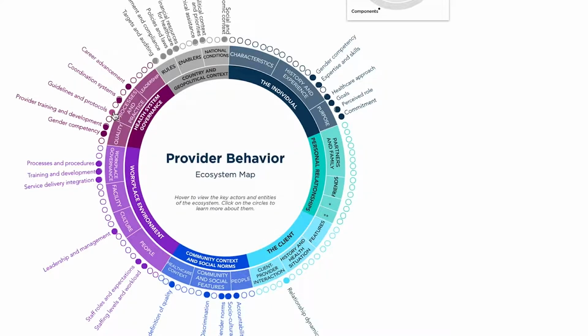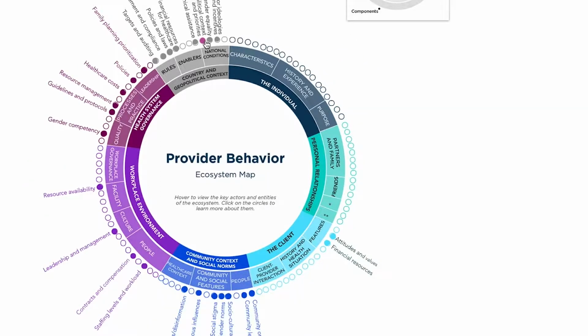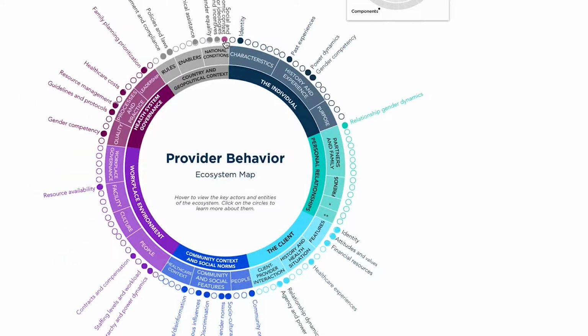For example, guidelines and protocols established at the health system level influence the processes and procedures at individual facilities. They can also influence a provider's perceived role and their approach to healthcare. Guidelines and protocols are influenced by the political context and priorities, established national targets, as well as larger socio-cultural norms.